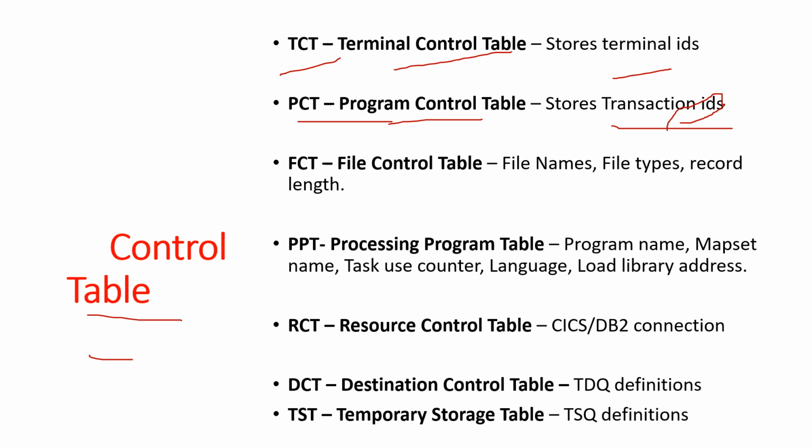Next one is the FCT. FCT is known as the File Control Table. It contains the file name, file type, record length, etc. All the files used in a CICS program must be declared in the FCT, and they are opened and closed by CICS itself.